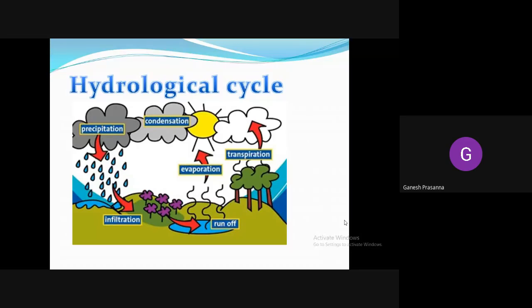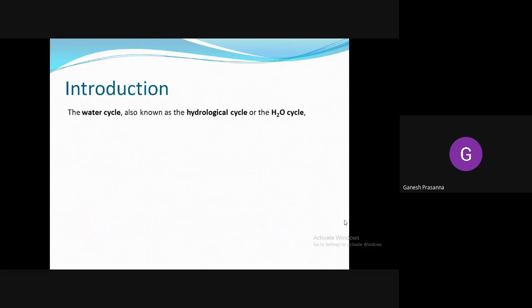Some part of the water infiltrates and moves into the layers of the earth, which the plants and animals utilize. All these cyclic movements of water through different forms in the environment are called the hydrological cycle. Bear in mind that the hydrological cycle is a very important question. It may arise in your examination, for 5 marks, 10 marks, or even 15 marks. The water cycle is also known as the hydrological cycle or the H2O cycle. So this is very important.